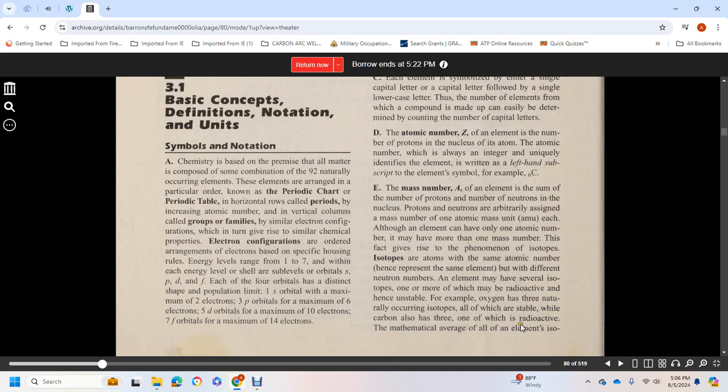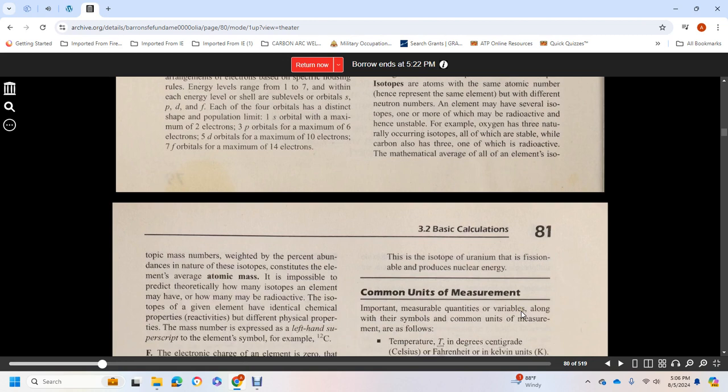The atomic mass of an element is the mathematical average of all the element's isotopic mass numbers, weighted by the natural abundance of the isotopes. Theoretically, an element may have many isotopes, and some of them may be radioactive. Isotopes of an element have identical chemical properties but different physical properties.